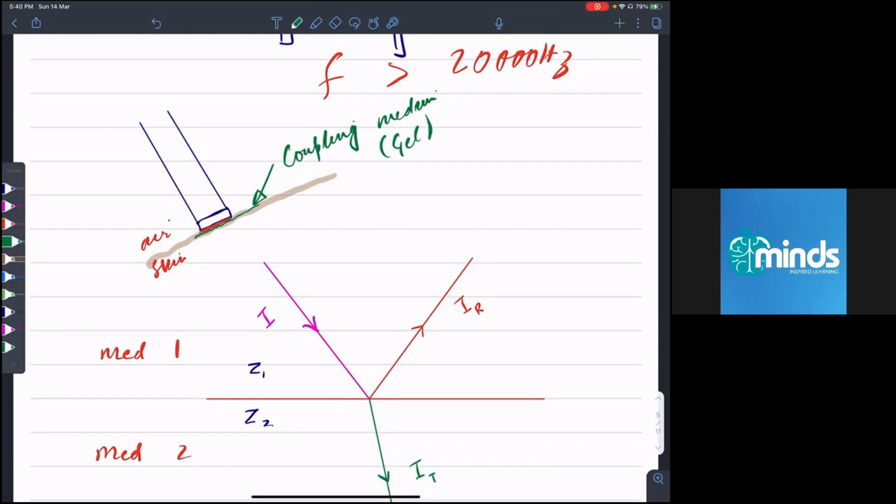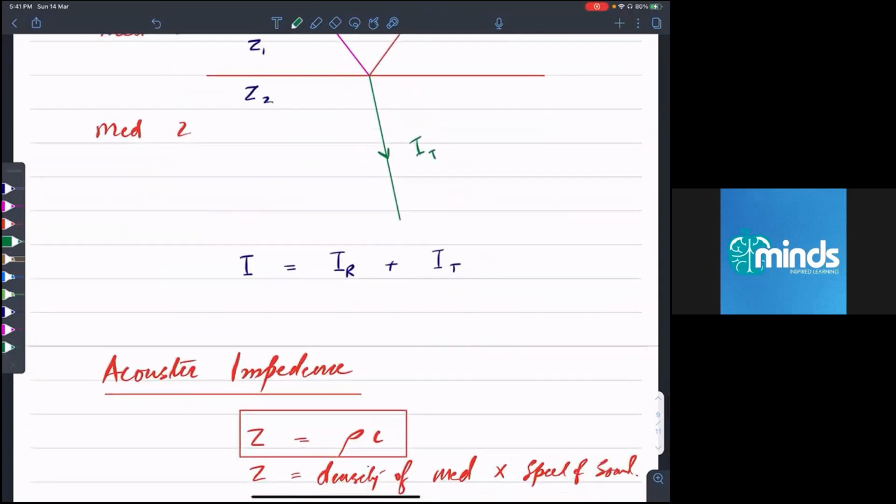This coupling medium has acoustic impedance in a manner that almost all of the ultrasonic wave will be transmitted into the patient's body. So you can say this coupling medium actually decreases the difference of acoustic impedance, so that we have a major portion of transmitted intensity rather than reflected intensity. Anas, getting it? Yes, sir.